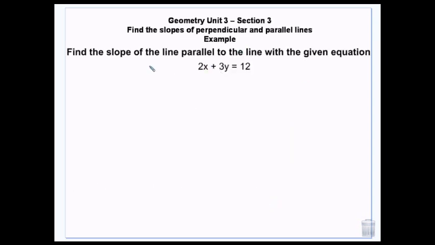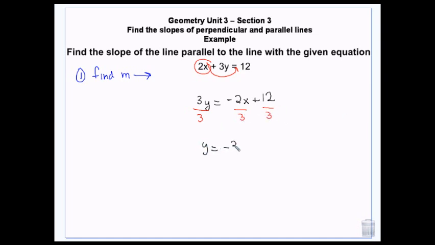So let's find the slope of the line parallel to this line. The first thing we have to do is find that slope. So I'm going to pick up this x and move it over here, and since I changed sides, it becomes negative. Then I'm going to divide by 3. So here's my slope.